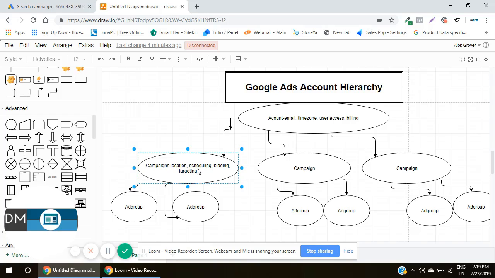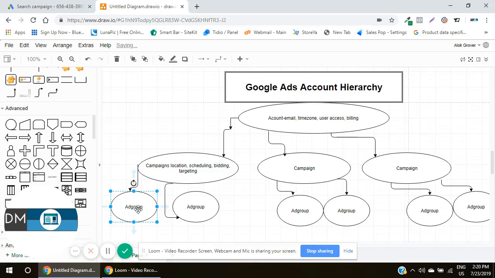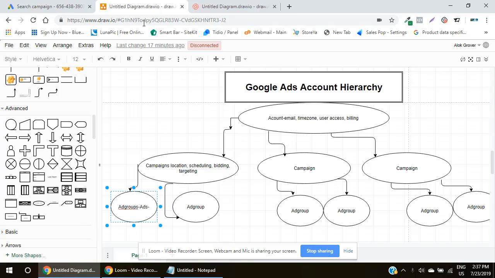Below the campaigns are the ad groups. Ad groups are the places wherein we set the ads. In the ad groups, we not only set the ads but also the keywords. So in ad groups, we set both the ads as well as the keywords. Ads would contain some content, like I would just show it to you, how the ads would look.